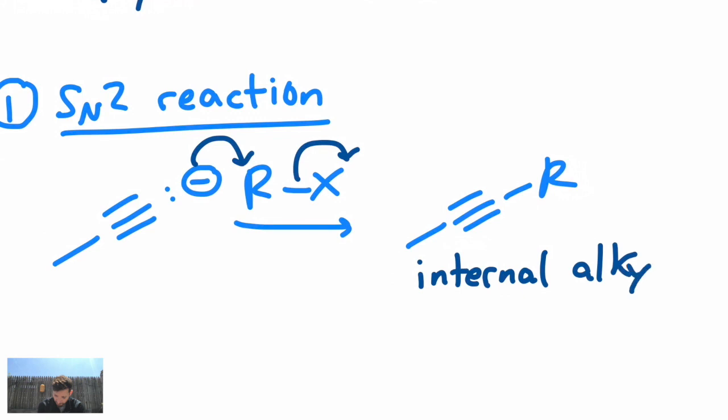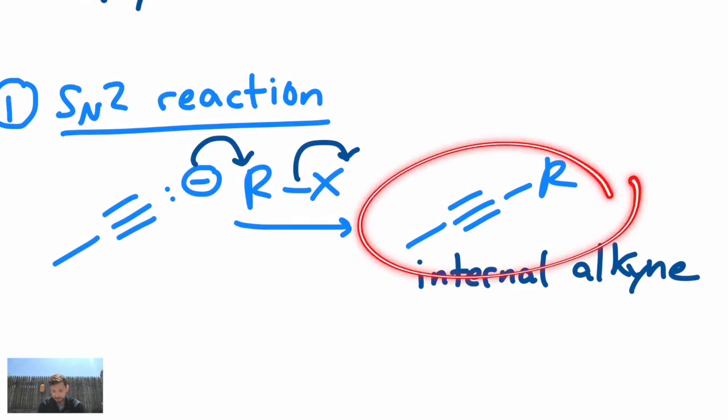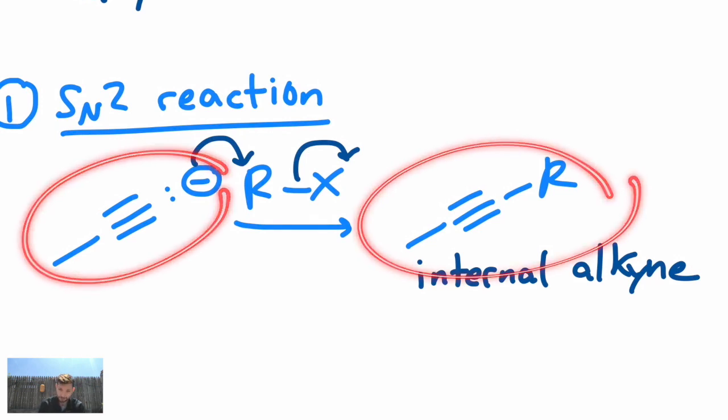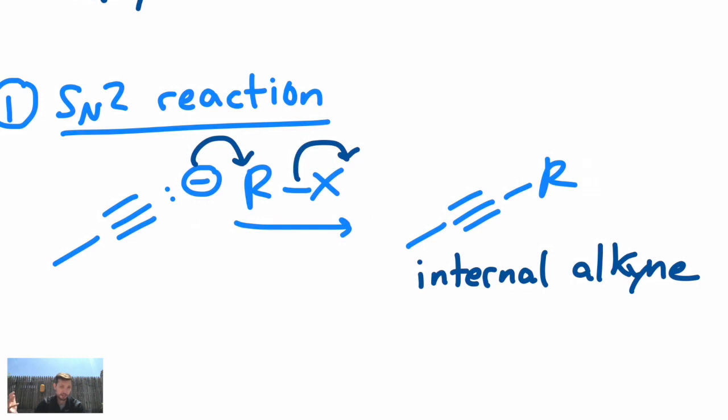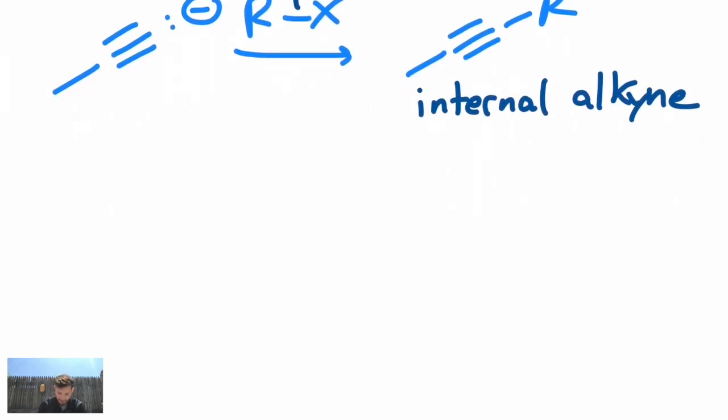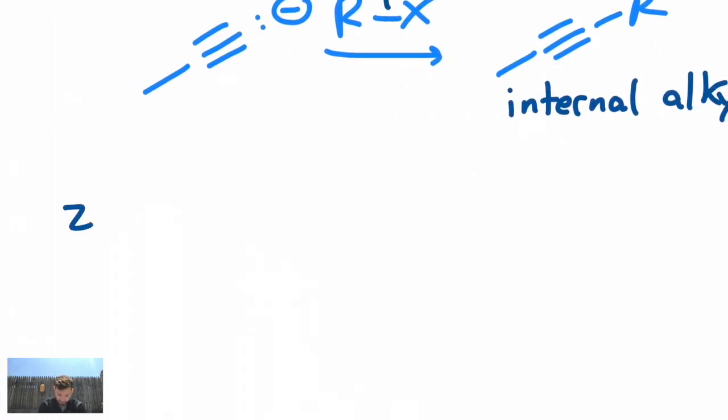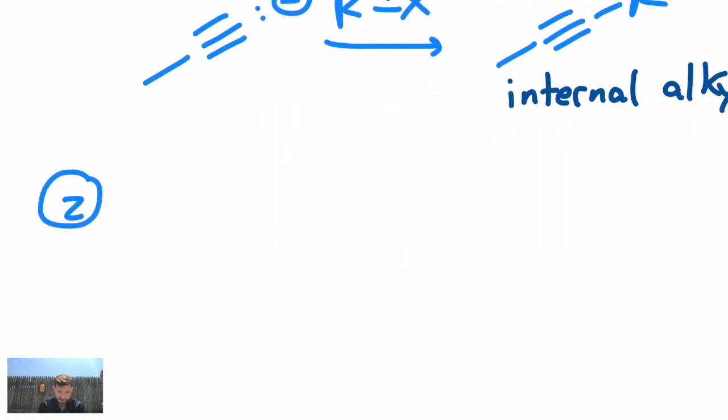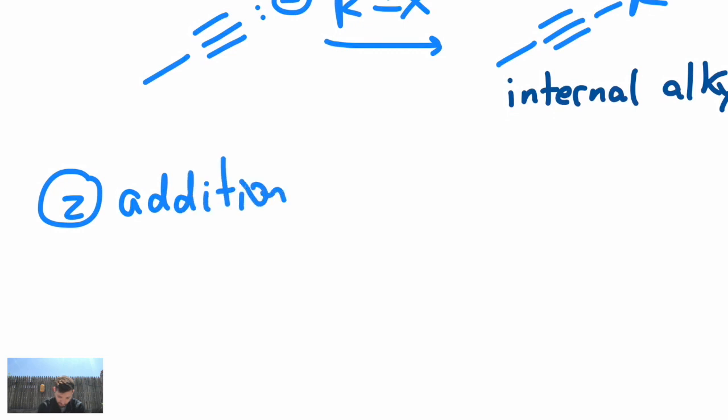So later on, as we start to do synthesis problems, we'll ask ourselves, how do you make an alkyne? And the most common answer to how do you make an alkyne is from an alkyne. You start with a shorter alkyne and you make it larger. Secondly, the second thing we can do is we can add it to ketones and aldehydes. Addition to ketones and aldehydes.